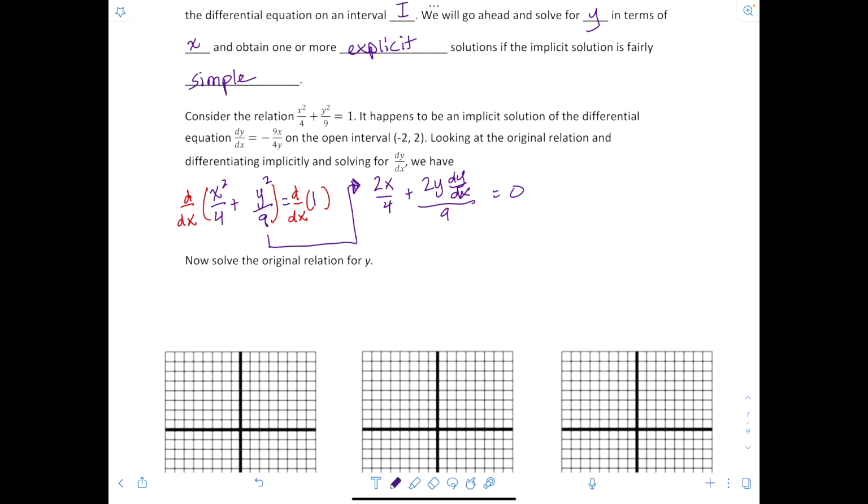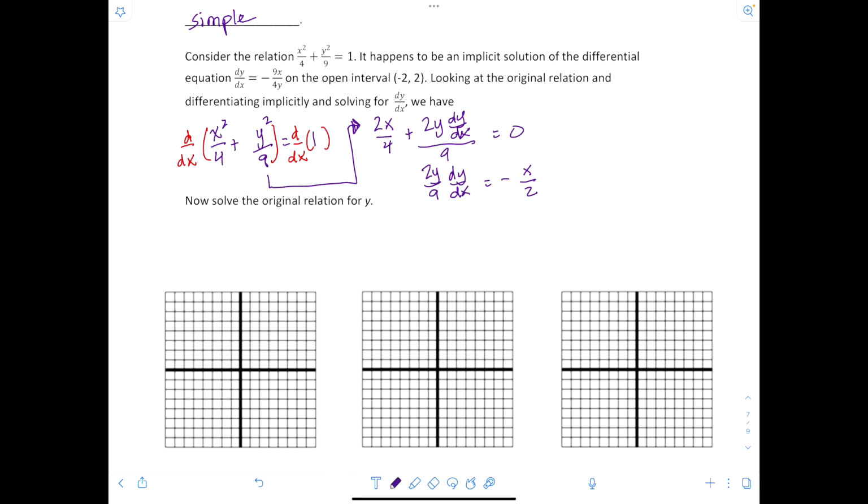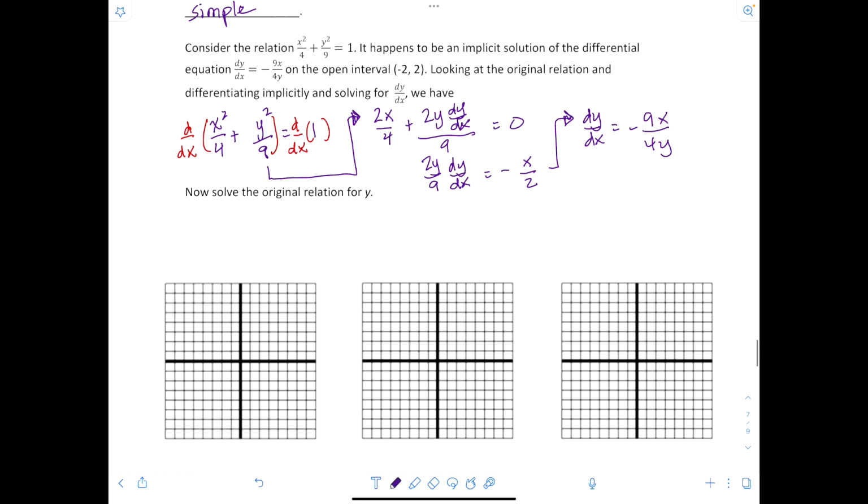And so we will have 2y over 9 times dy dx is equal to negative x over 2 when we simplify and then subtract to the other side. And that gives us dy dx isolated is going to be negative 9x over 4y. Cool? So, all right, let's scope it out.